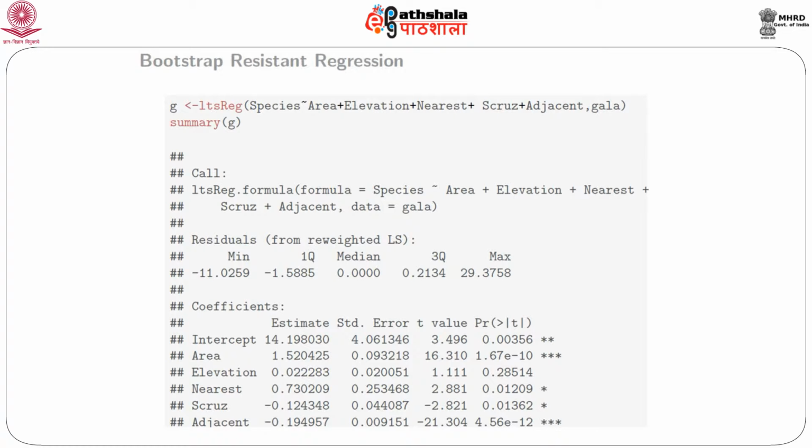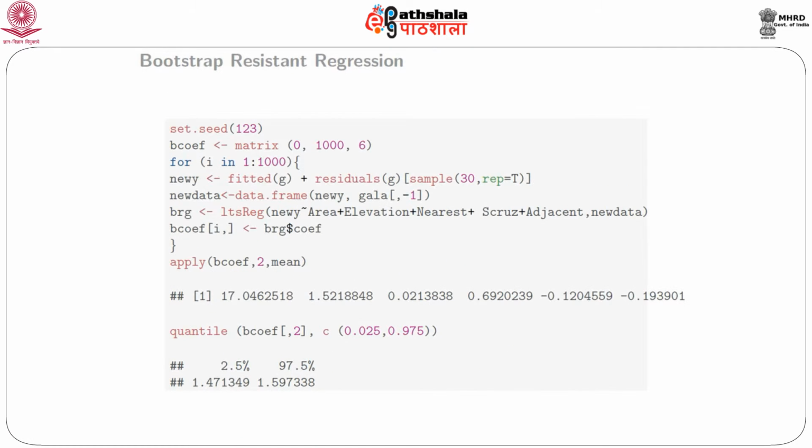So, this is in contrast to our finding from the linear model. Now, let us see how we can use bootstrap in context to this LTS regression model. The idea is to do the bootstrap of the residuals, and then we can add those residuals to the fitted values of the LTS regression and once again perform the LTS regression, extract the coefficients and store the coefficients.